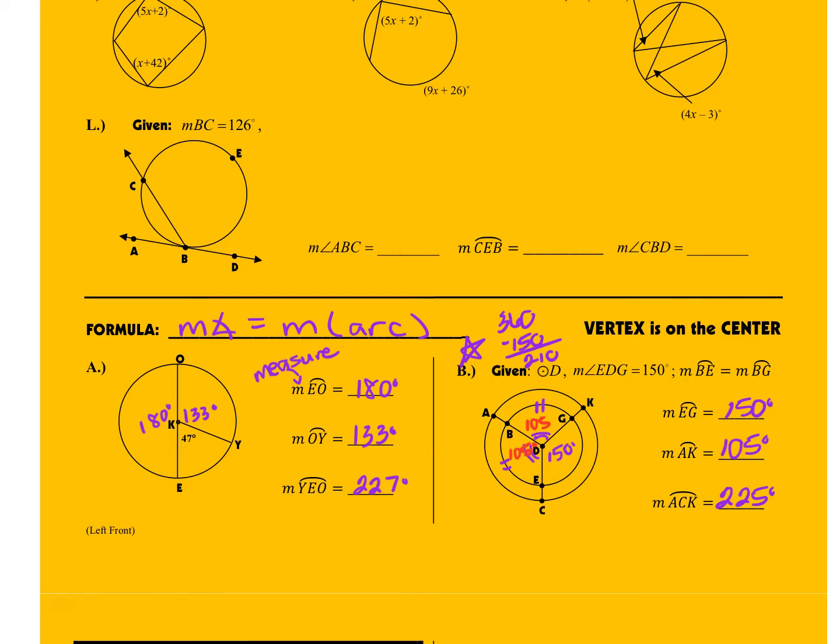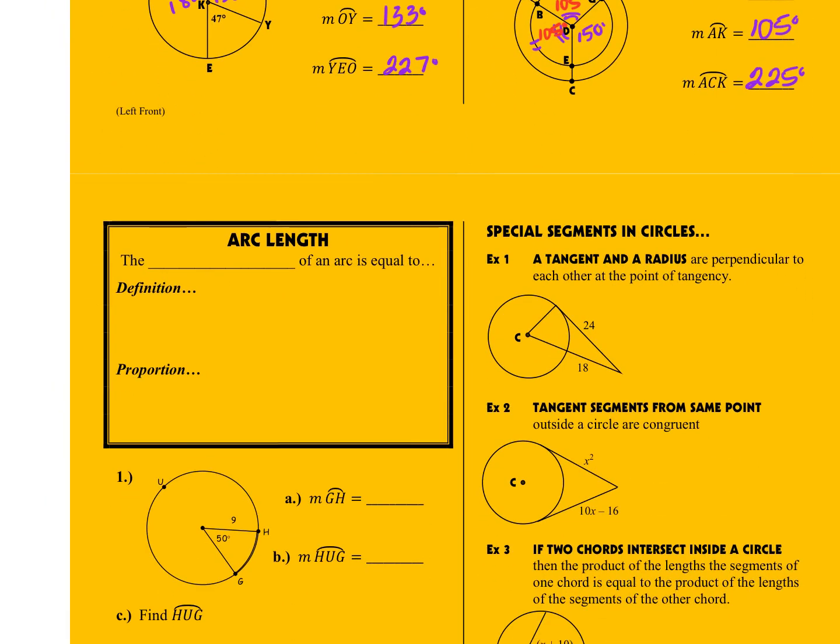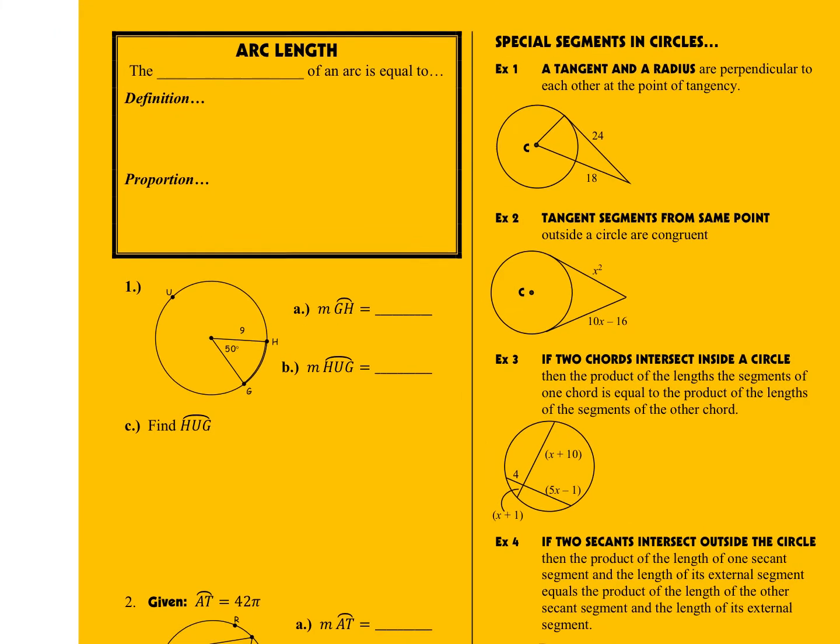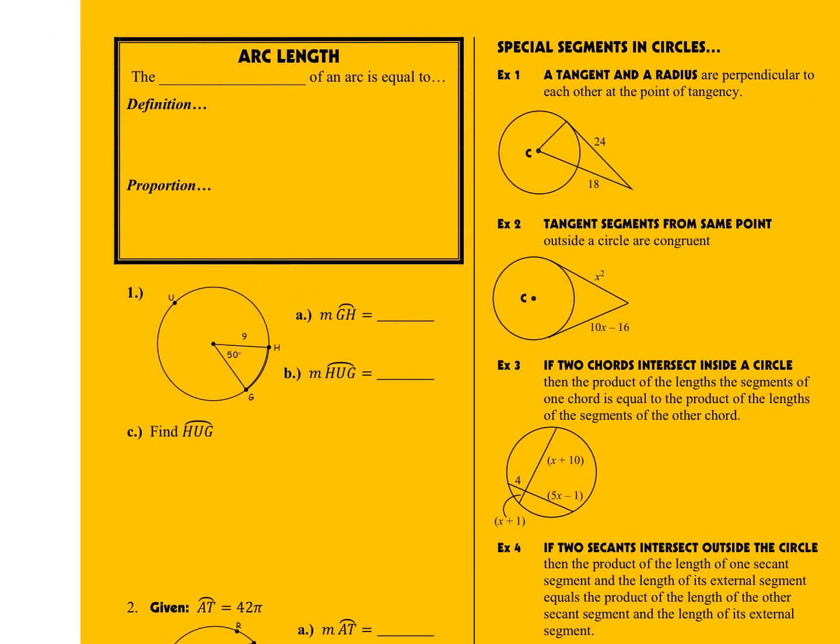Okay, so now that we've taken a look at central angles, we're going to flip to the back of this foldable, and we're going to look at just a small example from the back of the foldable. We're going to look at just this one example here about arc length. So we're going to do a comparison of arc measure versus arc length. So arc length is actually going to talk about how long the arc is. So let's take a look at our definition.